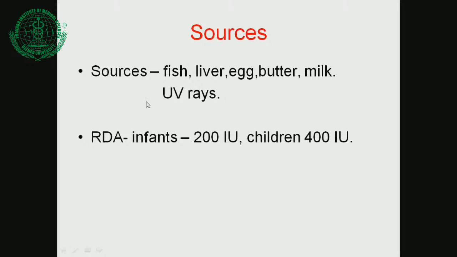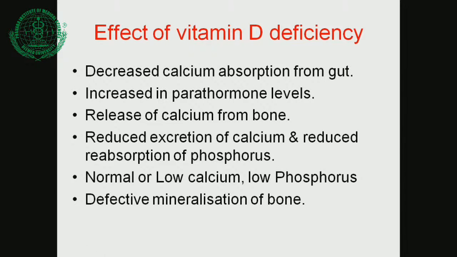Whenever the fast bone growth occurs during the first 2 to 3 years, isn't it? So we get vitamin D deficiency. Recommended daily allowance is very easy: 200 and 400, double. Infants is 200, children is 400. So it is very easy to remember.